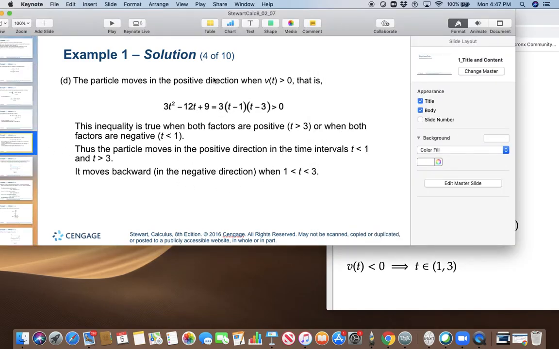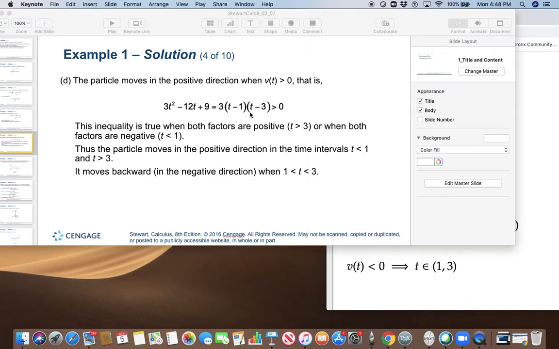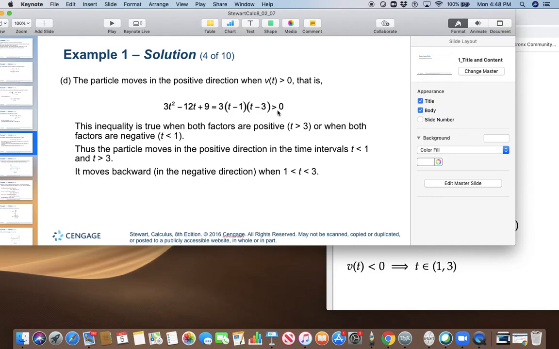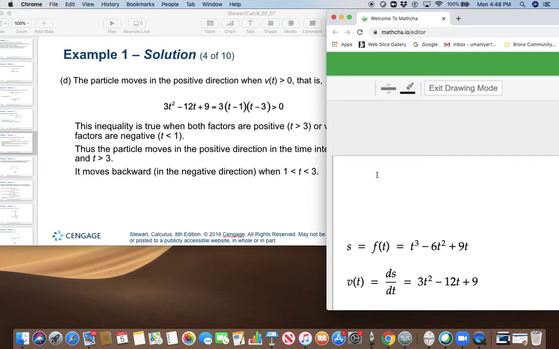Next question. When is the particle moving in the positive direction? Well, the particle moves in the positive direction when velocity is greater than 0. What is the velocity function? The velocity function was all this. That has to be greater than 0. But we just factored it. When you factor it, you get 3 times (t minus 1) times (t minus 3). Remember the factorization? When is that greater than 0? Well, you might want to graph it, by the way, to understand it better. So I'll come to that.